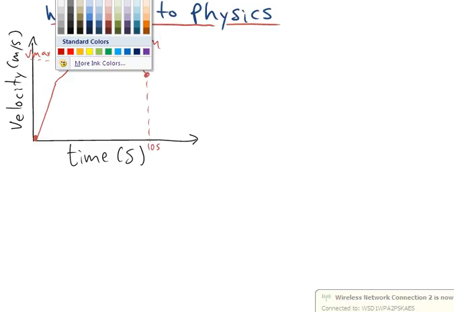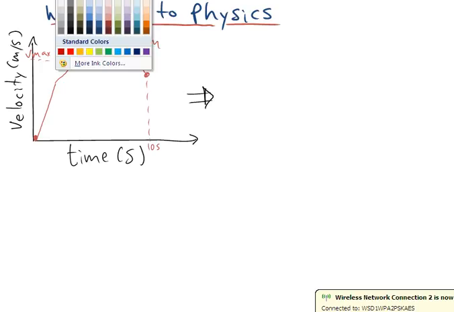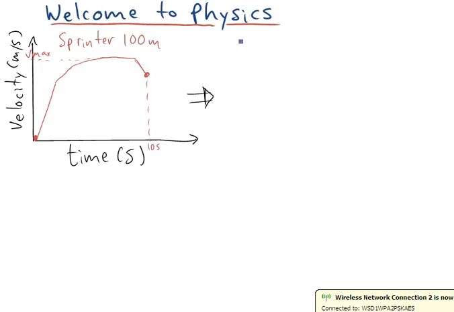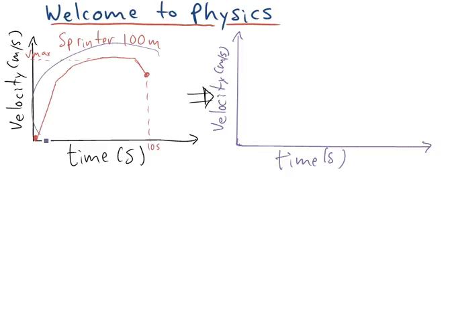Now what we're going to do today is talk about how we can calculate displacement from this graph. So if you're looking at your graph here, velocity again in meters per second, and time in seconds, obviously. I'm going to take this graph and make it a little simpler by drawing straight lines.